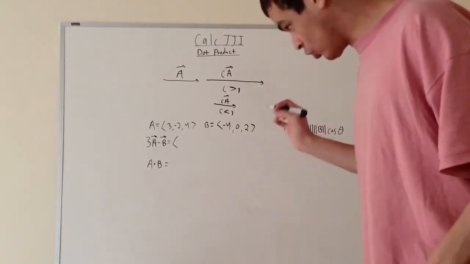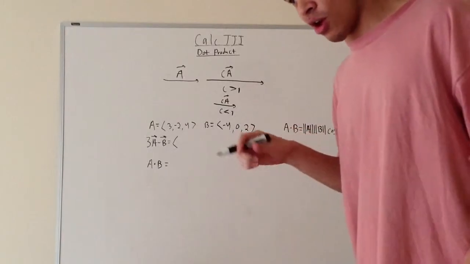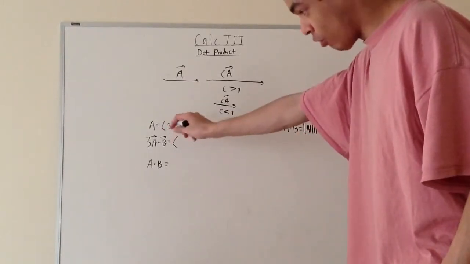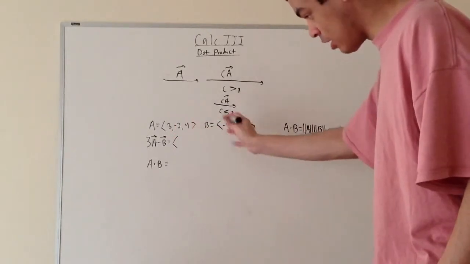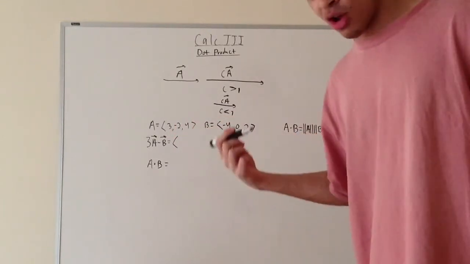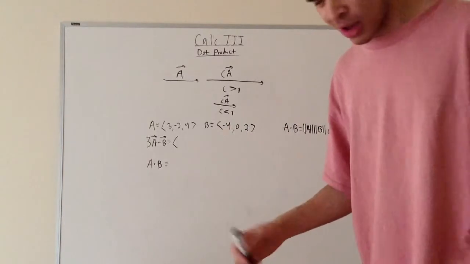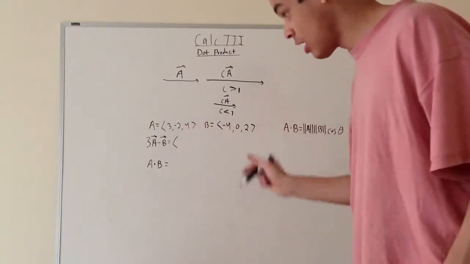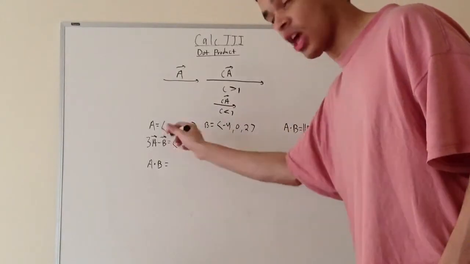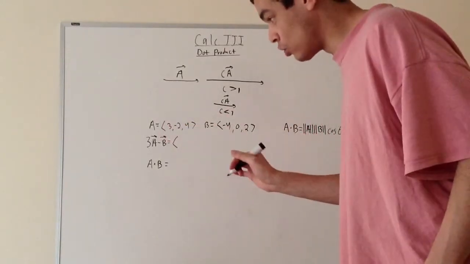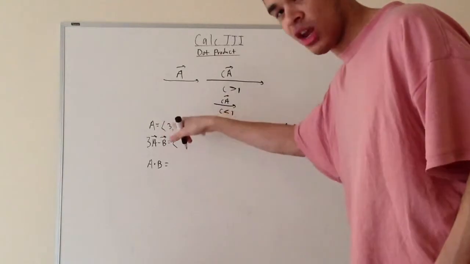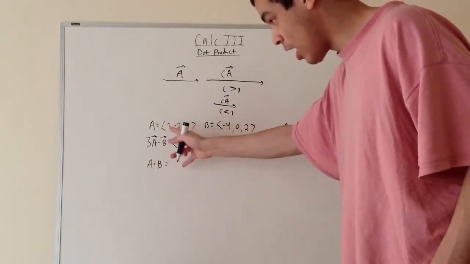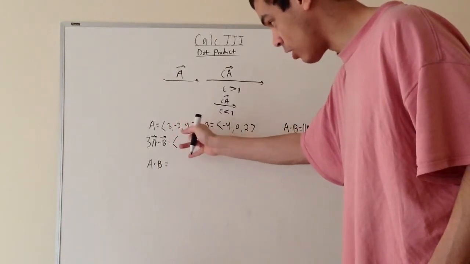Let's do a little review of everything we know about vectors so far. We have vector A, (3, -2, 4), and vector B, (-4, 0, 2). These are just random numbers I came up with off the top of my head. Let's say we want to do 3A minus B. First you scale A by 3, so every component gets multiplied by the scalar. So we get 9, -6, and 12.